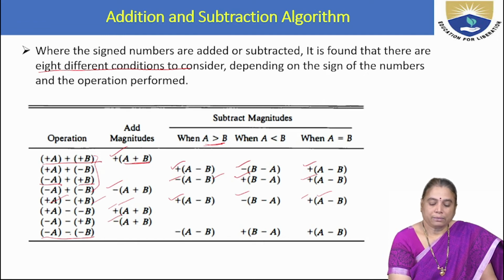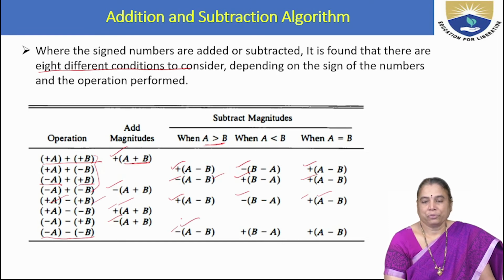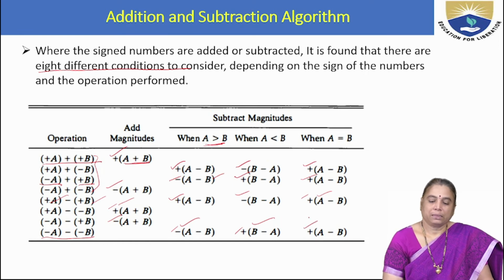In case of minus A minus B, checking the magnitudes, if A is greater than B, then A minus B is performed and the result has the negative sign. If A is less than B, B minus A is performed and the result is plus. If both the magnitudes are equal, A minus B is performed and the result has the plus sign.